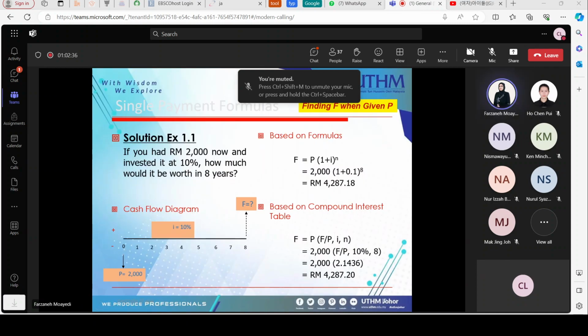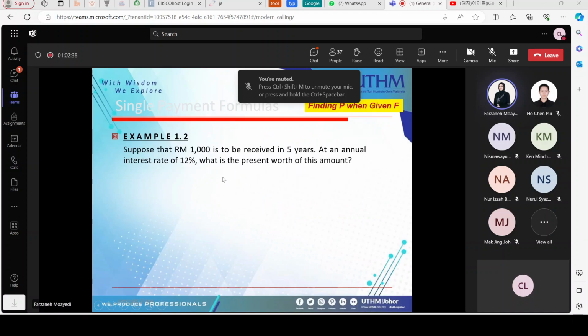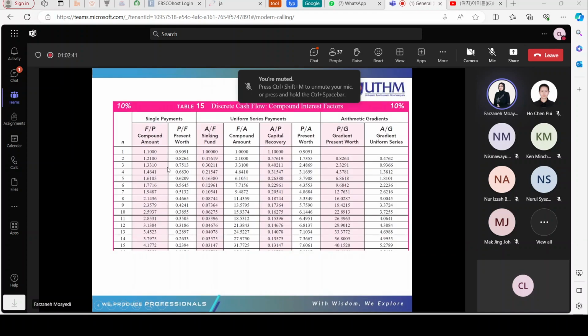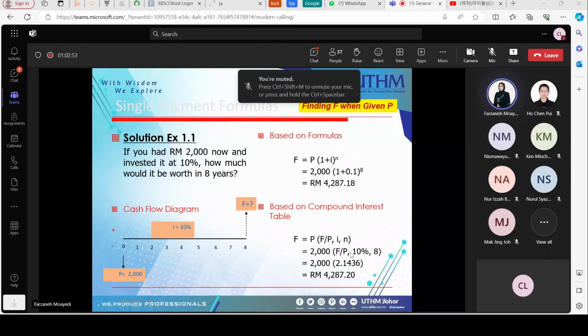Okay, why am I saying 5 years? It is actually 8 years. That's why the number looked different. We have to look at year 8, not year 5. So for year 8, the value is 2.1436. So simply you just copy this number and place it instead of the notation, times the 2,000 which was given to you, and you are still going to get the same answer. So either you are using the formula or you are using the notation, at the end of the day, you will get exactly the same answer.